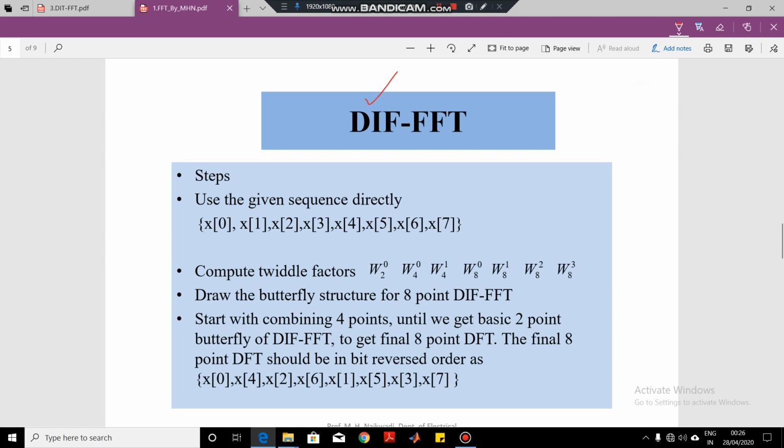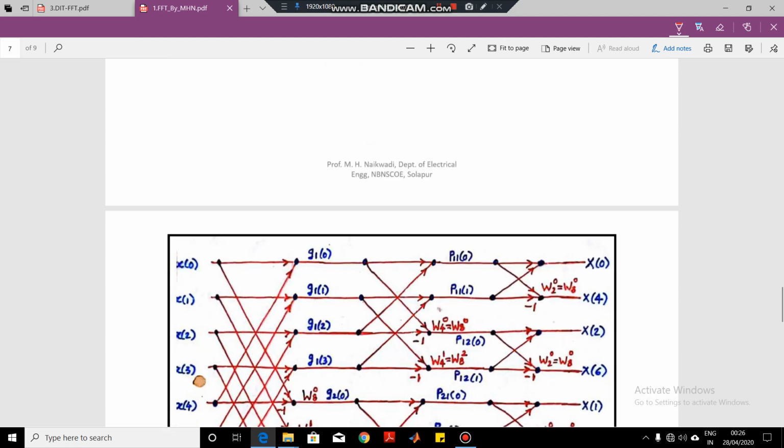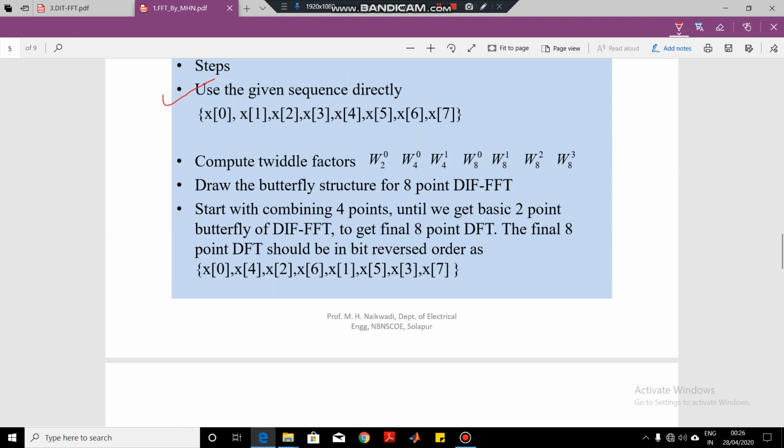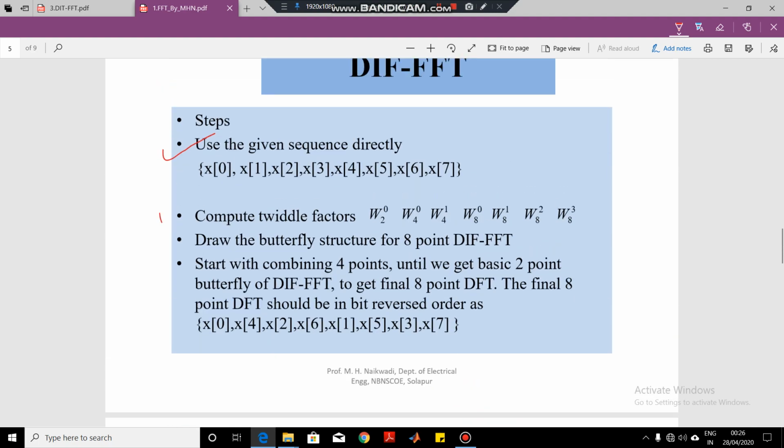So the difference between DIT and DIF is that in DIF, the first step is we use the sequence directly. There is no need of decimating the given sequence. Whatever the given 8-point sequence is, 0, 1, 2, 3, 4, 5, 6, 7, we use it directly. So here you can see that our input to this algorithm is 0, 1, 2, 3, 4, 5, 6, 7 directly. It is not 0, 4, 2, 6, 1, 5, 3, 7 as was the case in the previous algorithm.